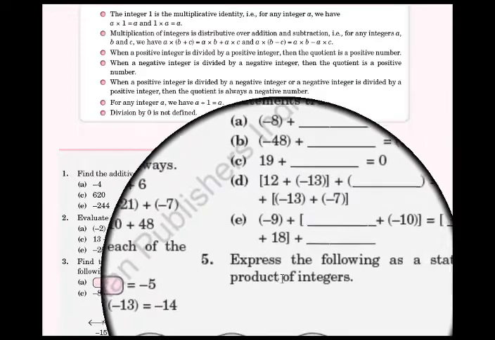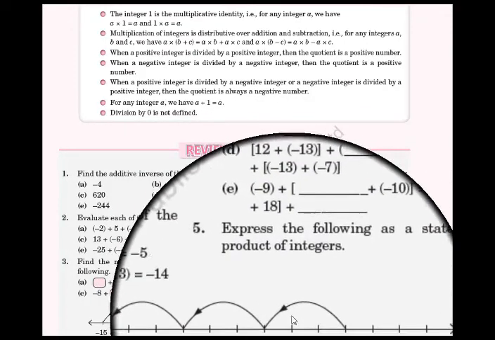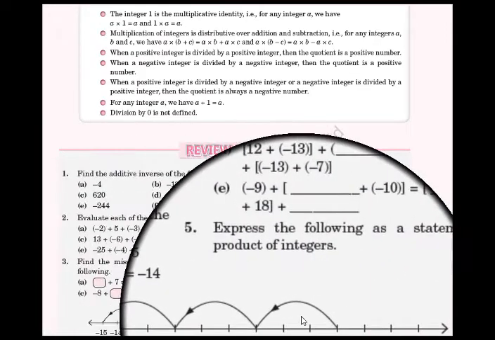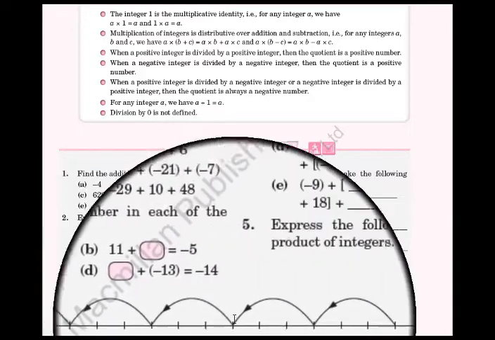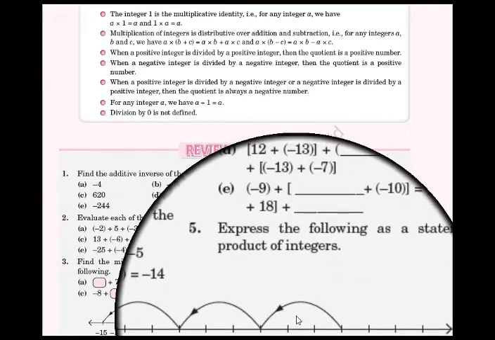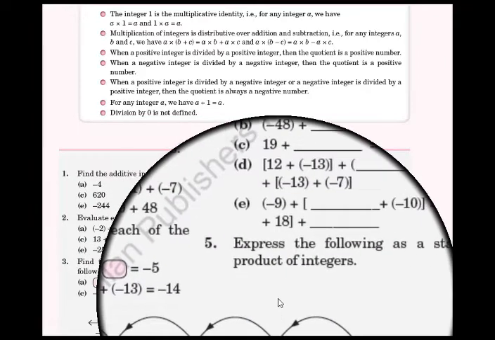Question number 5, express the following statement as a product of integers. As you can see here, there is a jump of 3 all the time. And how many times has the jump been taken? 1, 2, 3, 4, 5 times. So the result will be equal to 3 multiplied by minus 5. Why have I taken minus 5? Because I have jumped minus 5 times toward the left-hand side of 0. Therefore I am taking it as minus 5. So the result comes out to be equal to minus 15. So the statement you have to write here is 3 multiplied by minus 5 or 5 multiplied by minus 3, both answers will be correct.